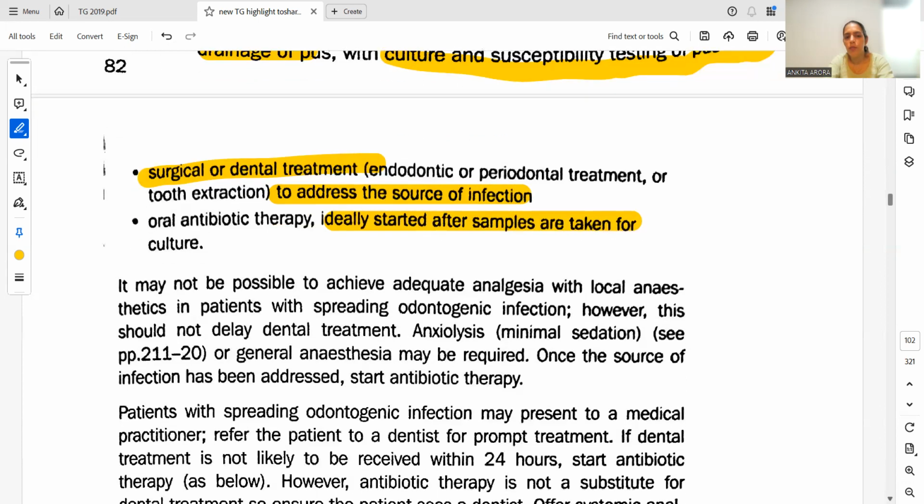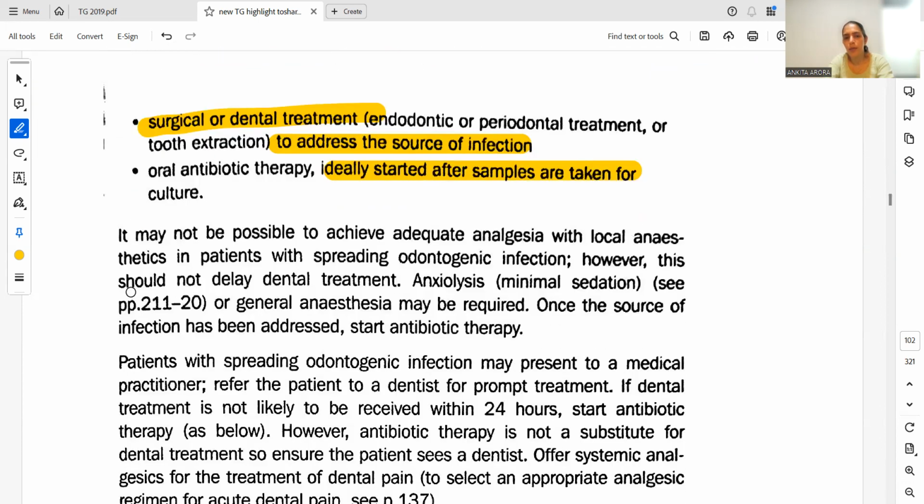It may not be possible to achieve adequate analgesia with LA in patients with spreading odontogenic infection. So there is a swelling, there is pus accumulation. LA may not work. However, this should not delay the treatment. Anxiolysis, minimal sedation, or general anesthesia may be required. Once the source of infection has been addressed, start the antibiotic therapy. So you have to address the source of infection. A culprit tooth has to be addressed first.